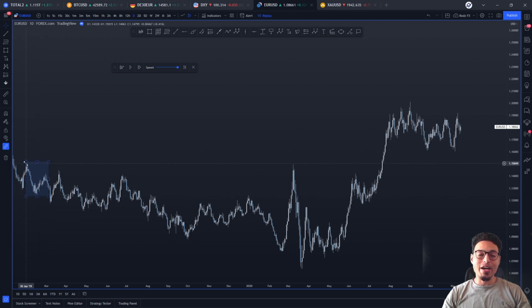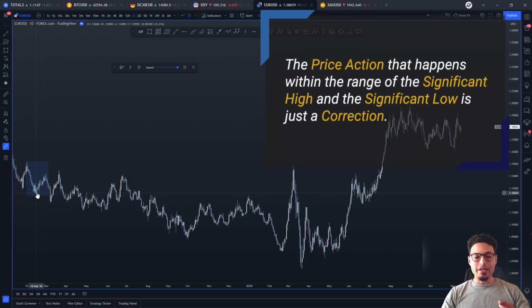This is the significant high and the significant low. So everything that happens within this range, any price action that occurs or any sort of correction that occurs here is just that, a correction, because the trend is down.